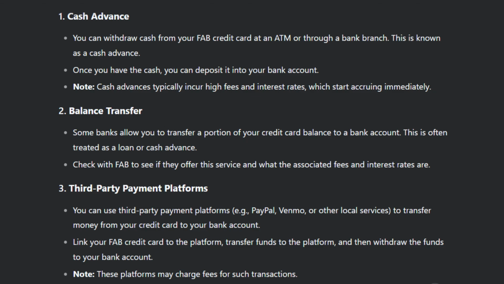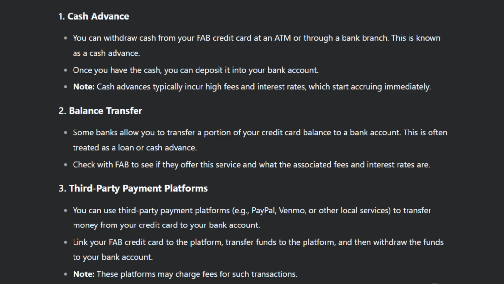Alright, let's begin. Transferring money directly from a credit card to a bank account is generally not a standard feature offered by most banks, including First Abu Dhabi Bank. However, there are a few indirect methods you can consider to achieve this.